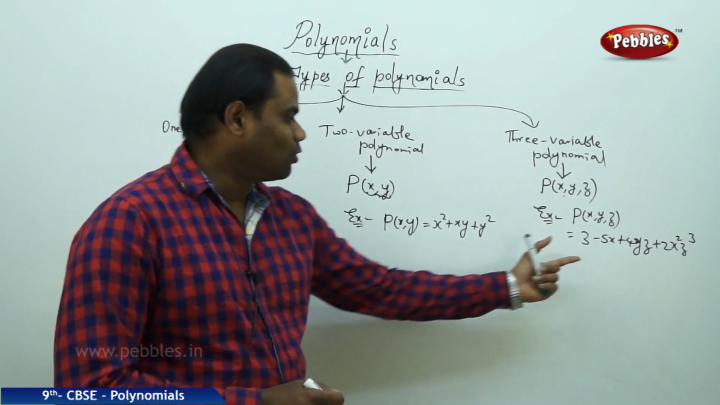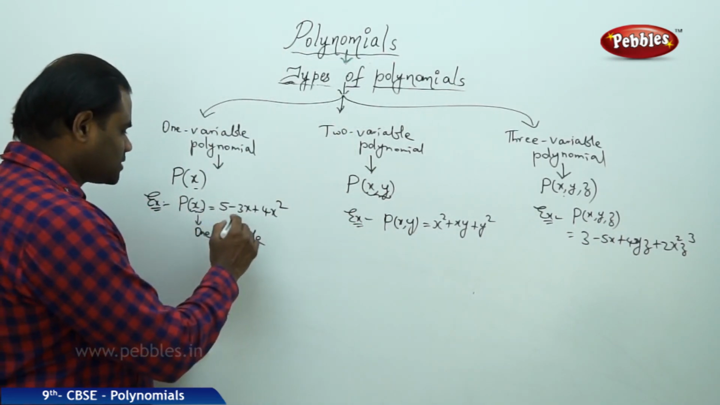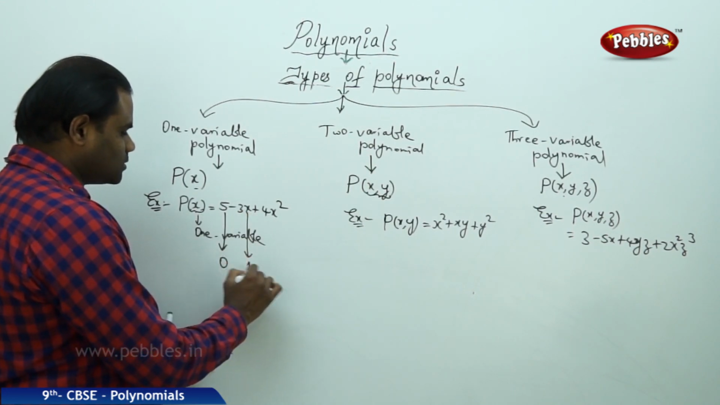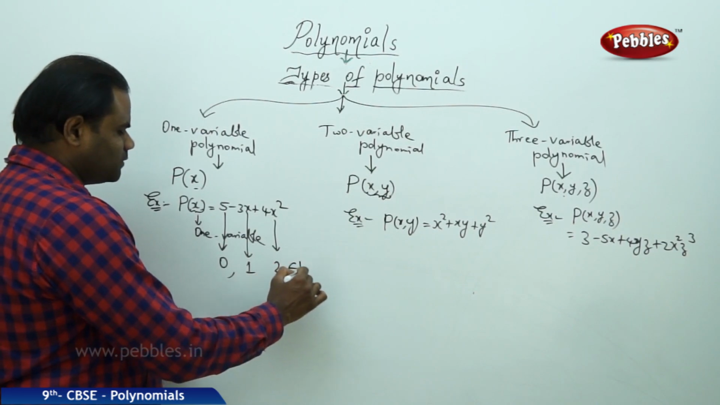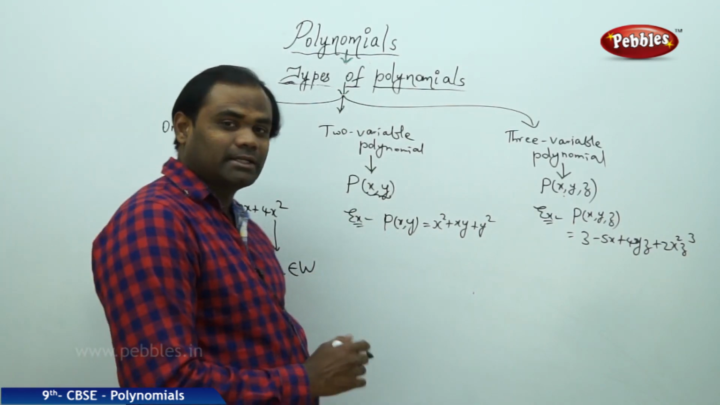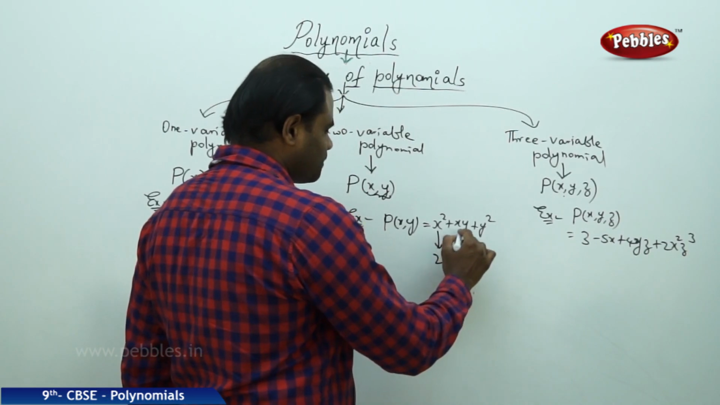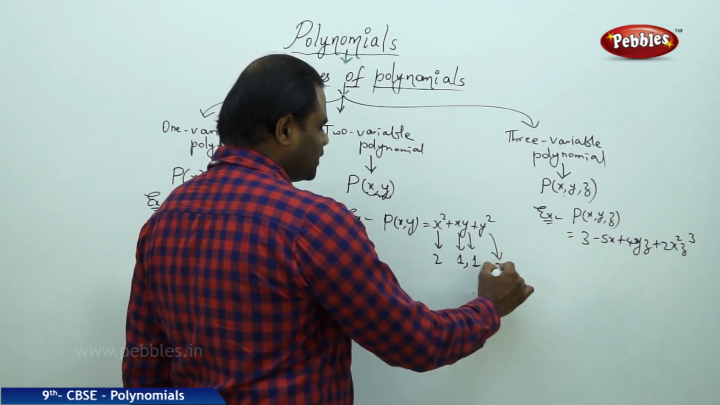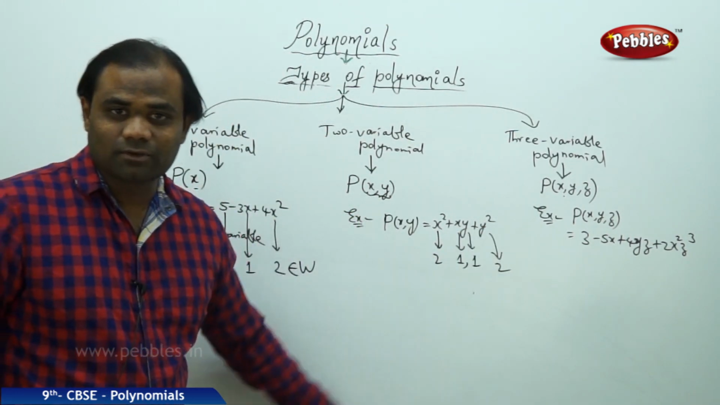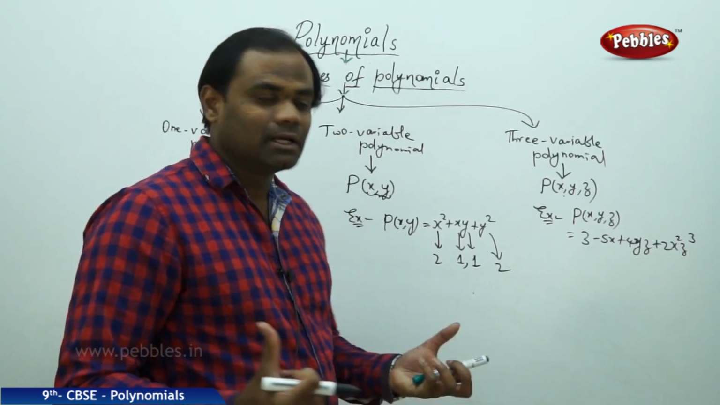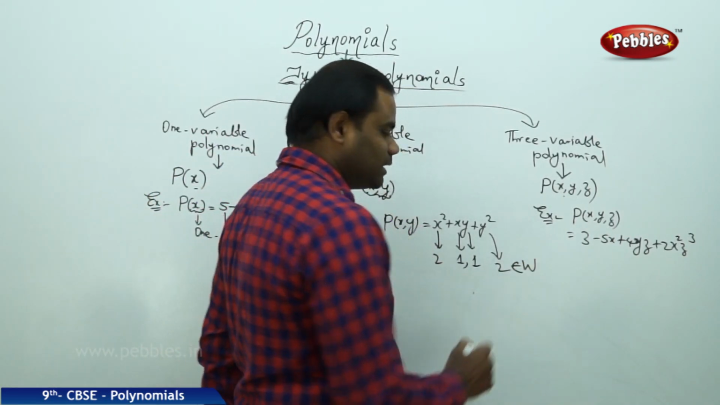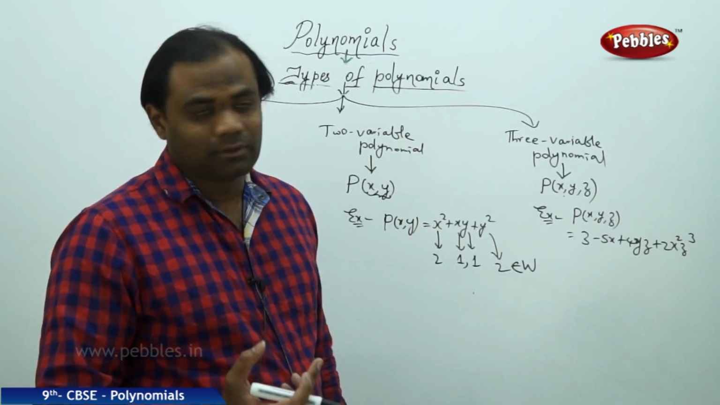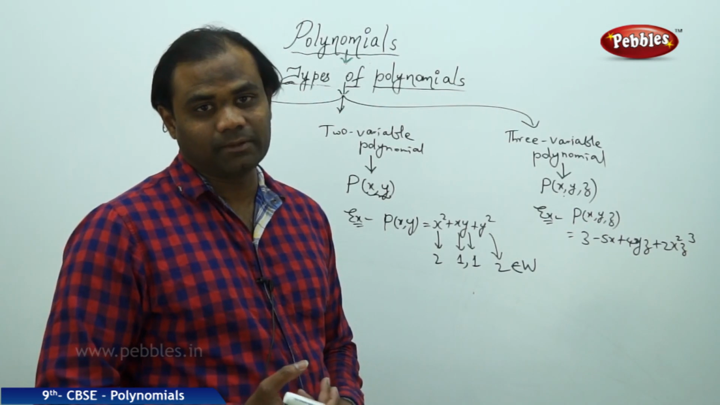And interestingly, all these three are polynomials because they satisfy the condition that the power of x here is 0, and the power of x here is 1, and the power of x is 2, which belong to whole numbers. And coming to the second example, the power of x is 2, the power of x is 1 and y also is 1 and the power of y is 2. So each of the powers of x and y taken independently are nothing but whole numbers, and hence the whole expression here is a polynomial of two variables x and y.